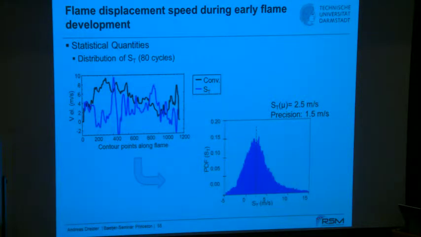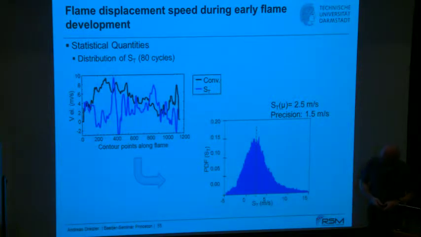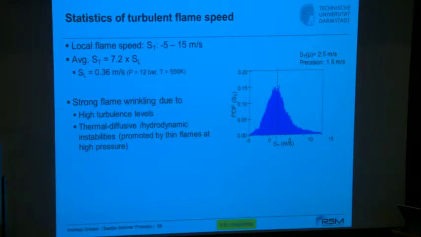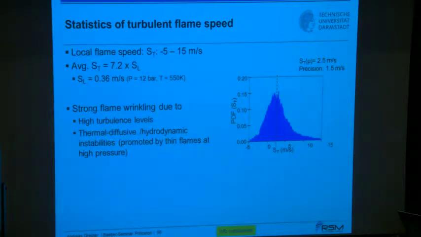From that, repeating that experiment, using in that case 80 cycles again, you can build up a histogram here, normalized and showing a PDF with a wide spread of velocities in this engine for this operation conditions, between -5 and 15 meters per second, with a mean value of 2.5 meters per second and a precision I'm going to talk about in a second that we estimate with a 1 sigma to be in the order of 1.5 meters per second.